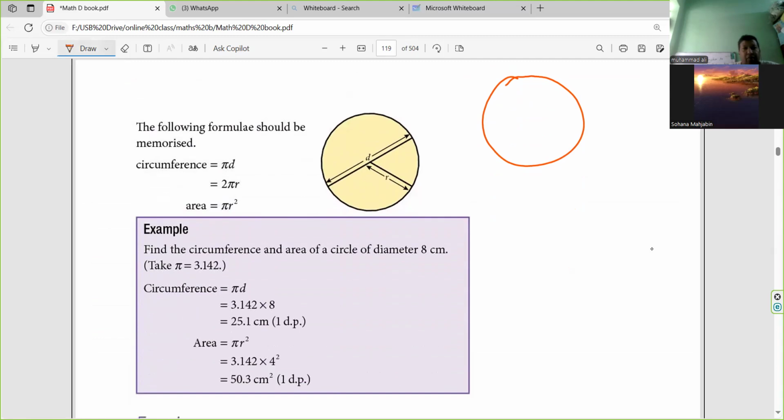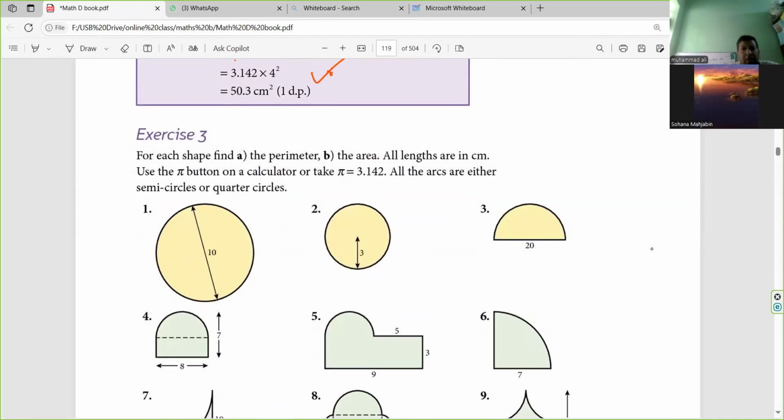Okay, so find the circumference and area of the circle. Diameter. Circumference is pi d. So pi is here. Diameter is 8. So press the calculator, we get these things. Area equals to pi r square, when diameter is 8, radius equals to 4. So by using this formula, we get this one. Okay. So this exercise is very important. So you just observe the figure, and by using this formula, you can solve this maths.